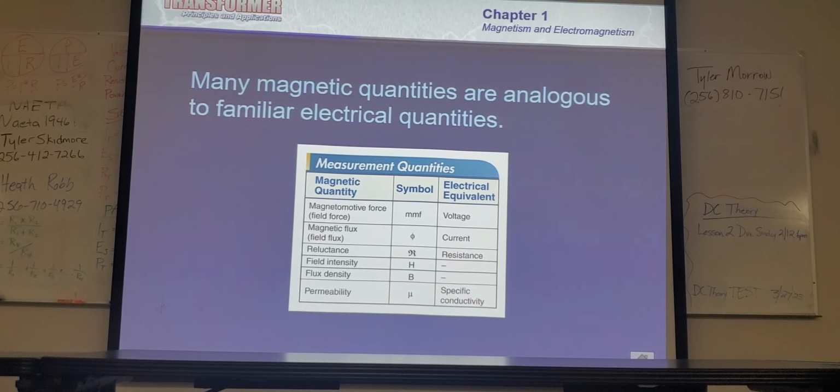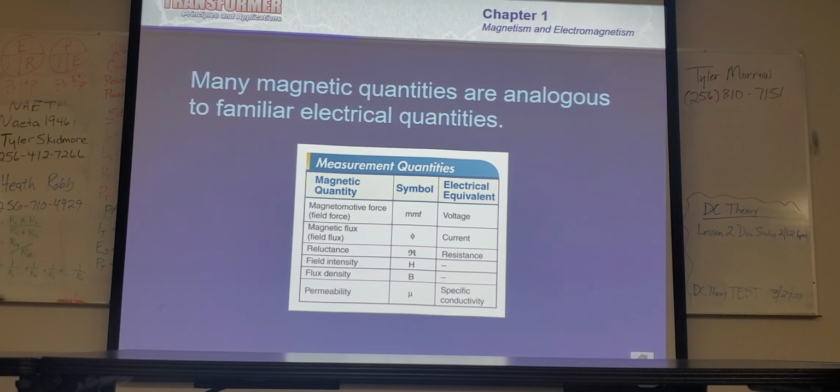Magnetomotive force is the force that produces magnetic lines of flux as a result of current in a conductor. Magnetomotive force is like voltage in an electric circuit. Magnetic flux is the imaginary lines of force that make up the total quantity of an electromagnetic field, and that is analogous to current in an electric circuit.